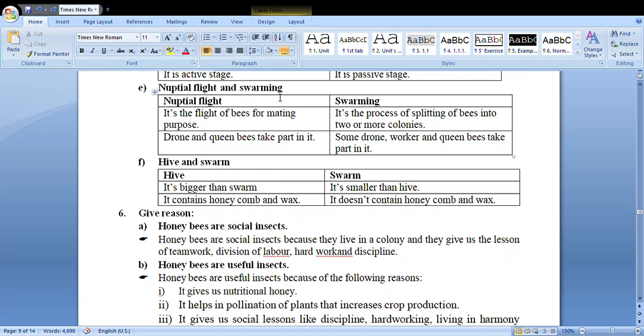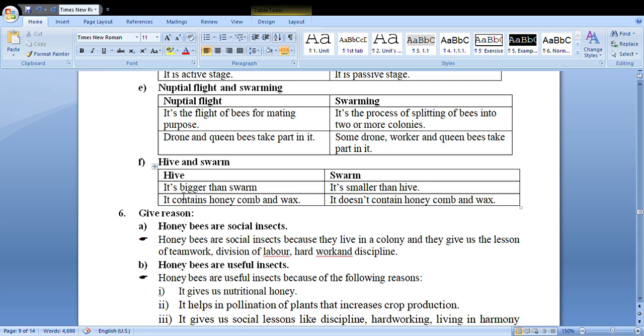Nuptial flight and swarming. Nuptial flight is the flight of bees for mating purpose. Swarming is the process of splitting a bee colony into two or more colonies. Drone and queen bees take part in nuptial flight. Some drone, worker and queen bees take part in swarming.